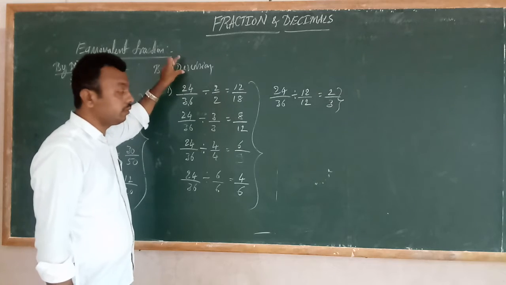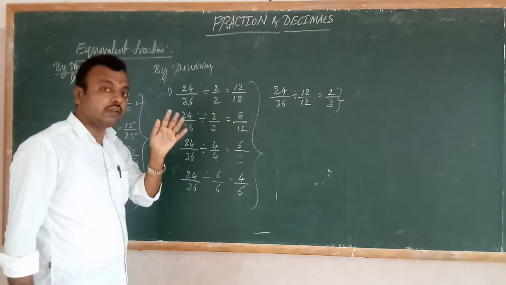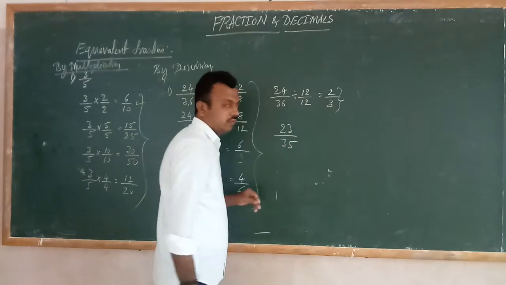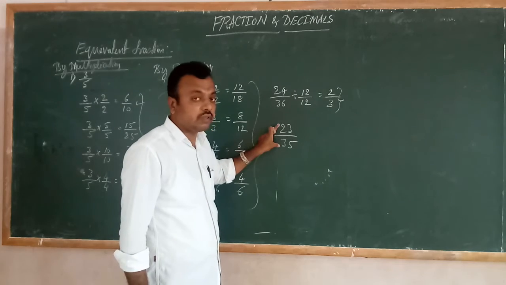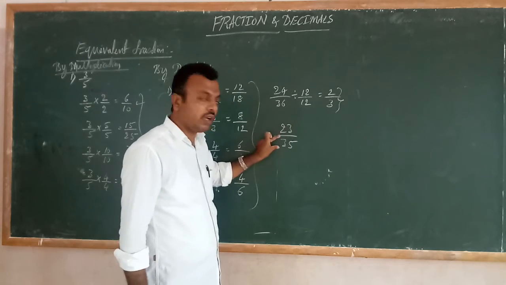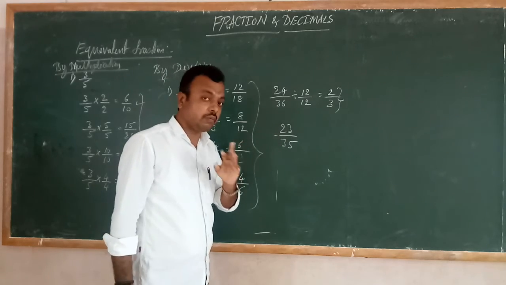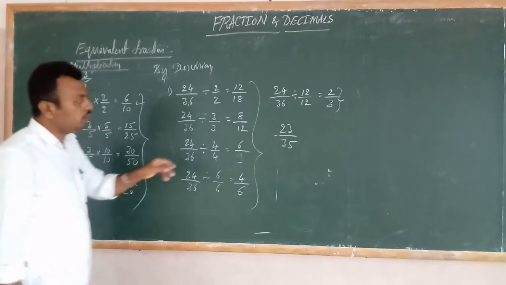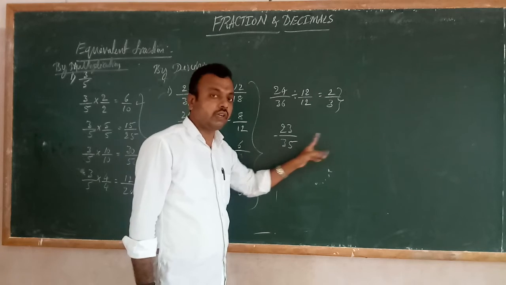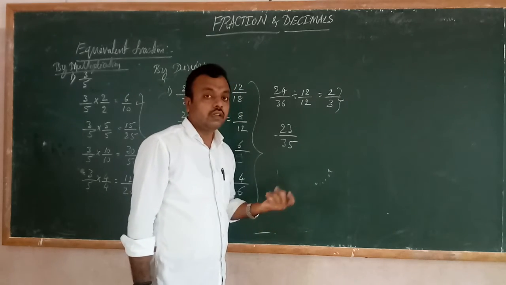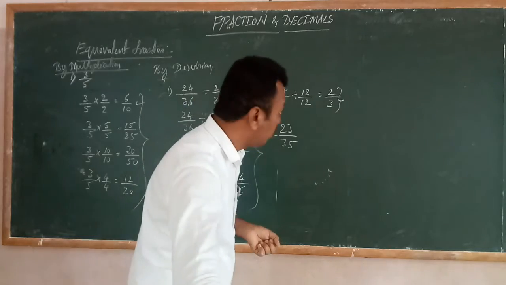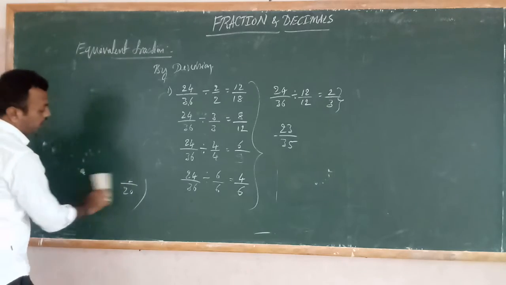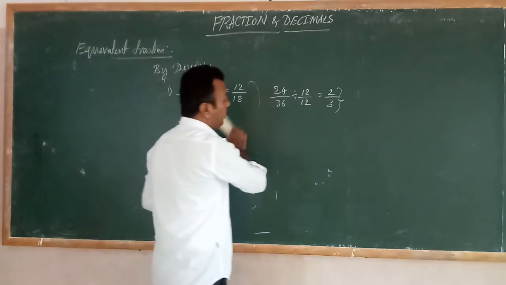But this division method, you can't apply for every kind of fraction. For example, see students, 23 by 35 is there. You can't apply the division method, because 23 and 35 are not divisible by the same number. That's why you have to use multiplication. You have to multiply 23 and 35 by the same number, and you will get many equivalent fractions. So you shouldn't use division for all fractions. Have you understood how to find equivalent fractions by multiplication and division?